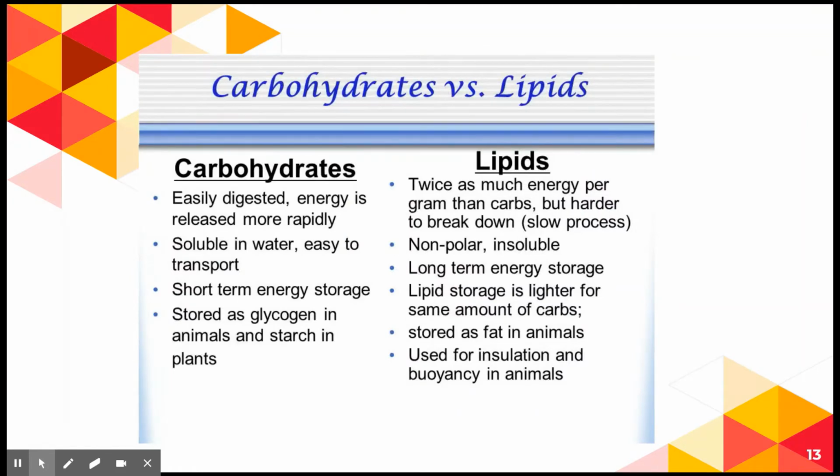So this is a really good chart that shows the difference between carbohydrates and lipids. So carbohydrates are easily digested and soluble in water, like I said. They are used in short-term energy storage, and they're stored as glycogen and starch. Lipids have lots more energy than carbohydrates in each individual unit, but they're harder to break down. They are nonpolar, which means that they cannot dissolve in water. They are used in long-term energy storage and stored as fat in animals.